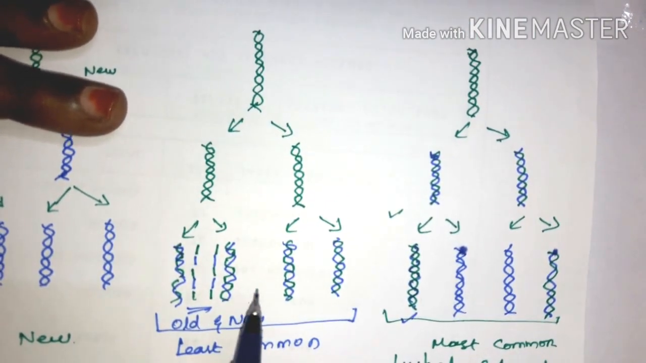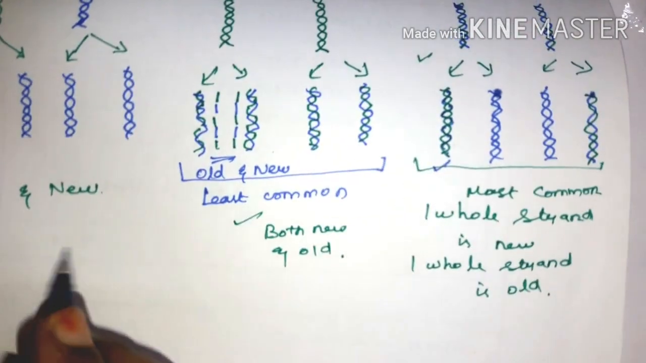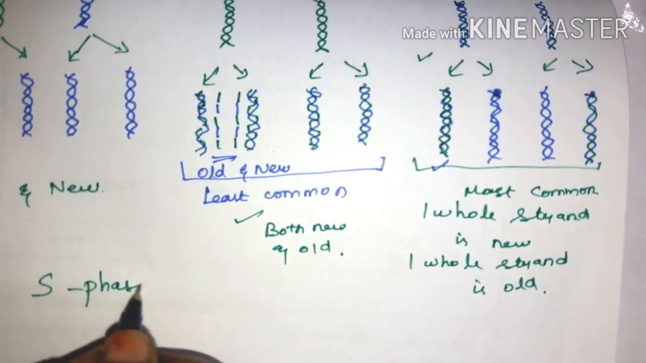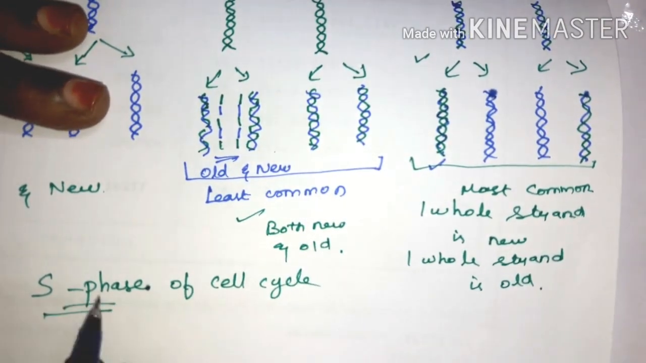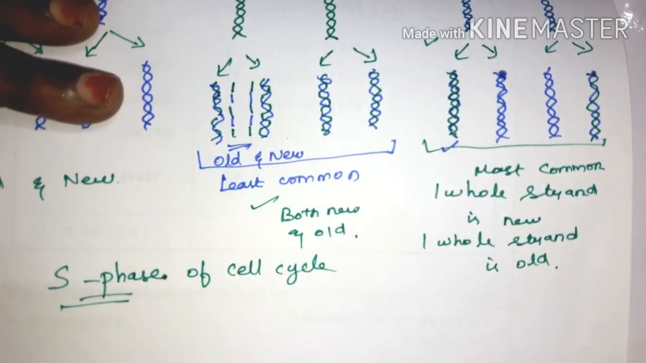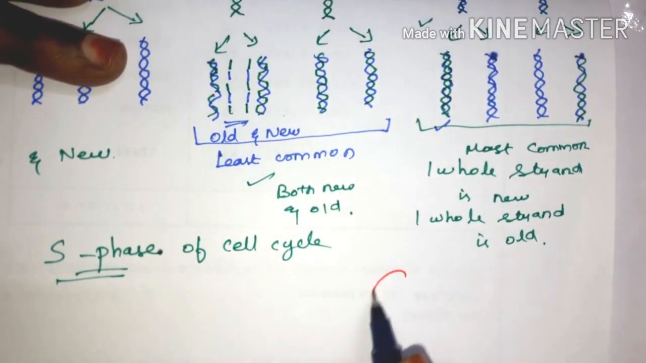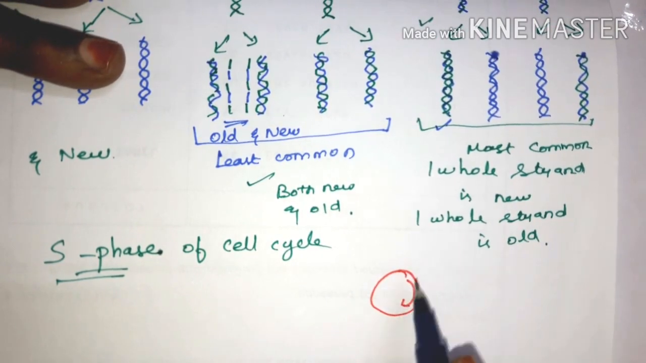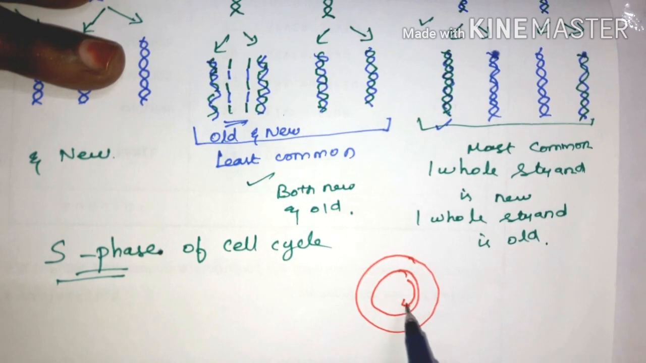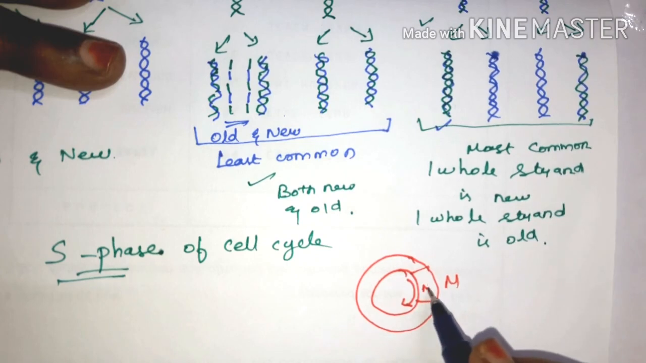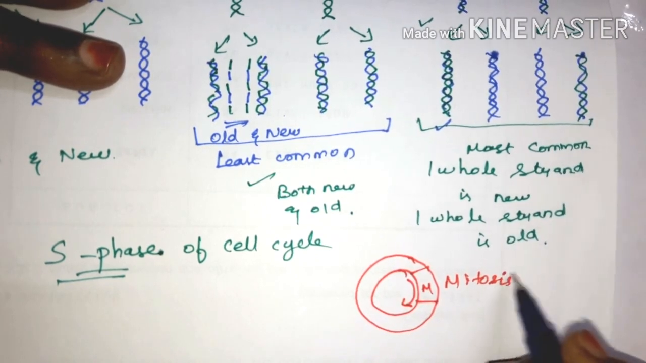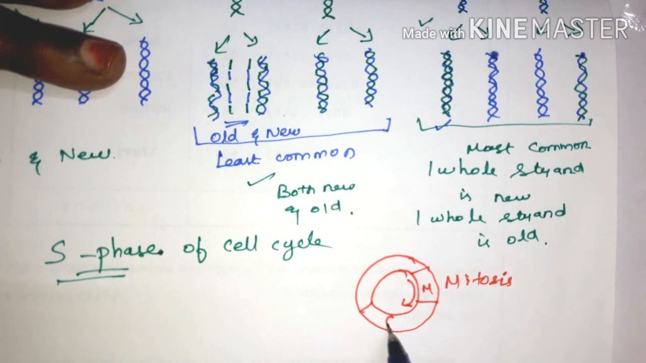This replication process takes place in the S phase of the cell cycle. So what is the S phase here? It is the cell cycle where a complete rotation takes place, and each and every stage has its own character. The first phase is M phase, or mitosis. Then it gives rise to the next one, that is the gap, G1. In this gap it has its growth.